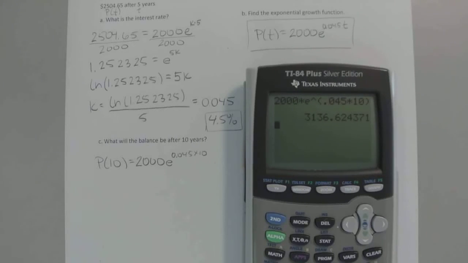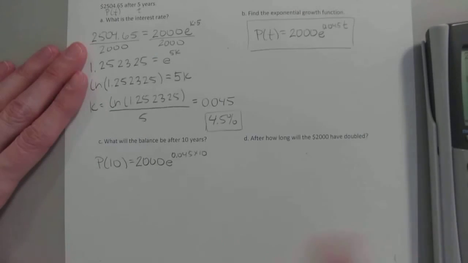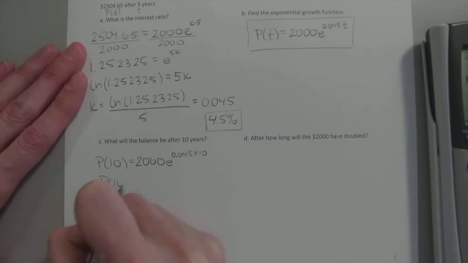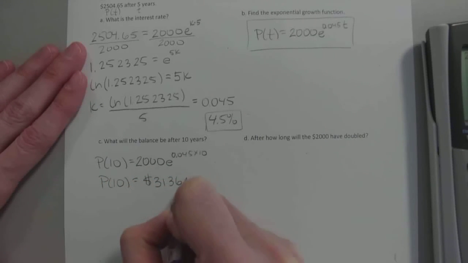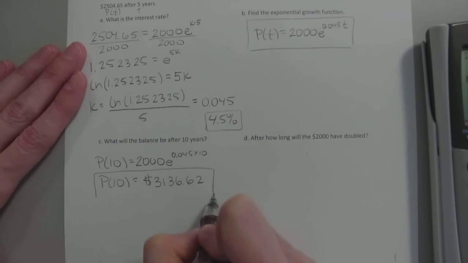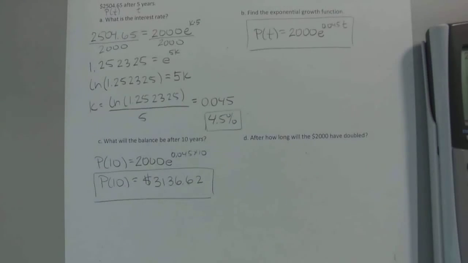It doesn't tell us what to round to, but it's money, right? So money's always rounded to the nearest cent or 2 decimals. So what's behind our 62? Just a 4. So that will just stay 62. Yep. So after 10 years, guys, our investment, P of 10, will be $3,136.62. So about 1.5 times. That's not too bad.